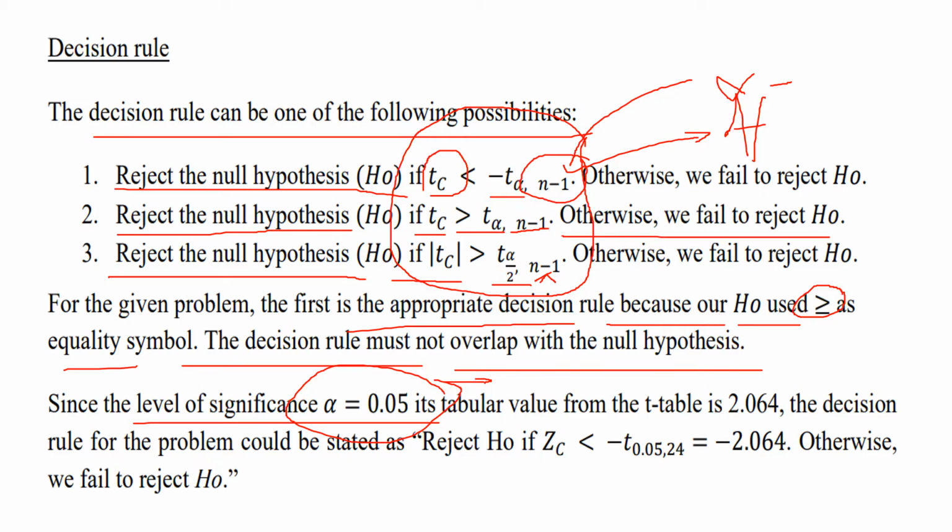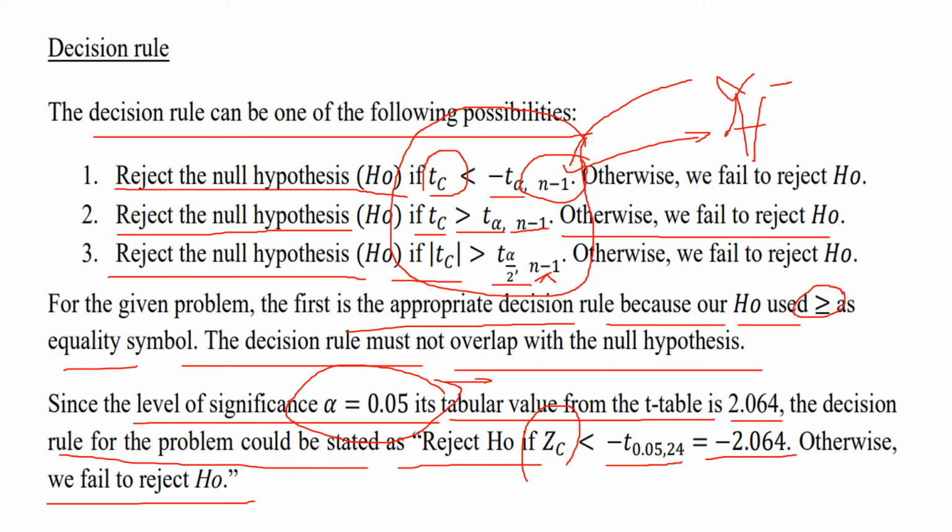So the critical value or the tabular value from the t table is 2.064, with your alpha and with respect to your n minus 1 or your degree of freedom. The decision rule for the problem could be stated as: reject H0 if your computed t is less than your critical value of t, which is negative 2.064. Otherwise, we fail to reject your H0. So we need to consider and satisfy this given condition for us to reject your null hypothesis.